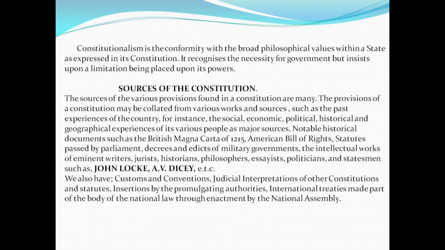We have judicial interpretations of other constitutions and statutes. We have insertions by the promulgating authorities. We have international treaties made part of the body of national law through enactment by the National Assembly. We have many other sources of the constitution, but these are basically what we need to know.